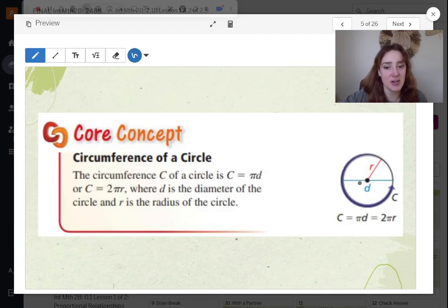So D is the diameter of the circle and R is the radius. Again, diameter is going through the center, ending up on either side. Diameter also is splitting our circle exactly in half. The diameter is also 2 times the radius. That's why circumference is equal to pi times the diameter, or 2 times r, right? Because 1 radius, 2 radius, that gives you the diameter. So either way, it doesn't really matter. It's saying the same thing.